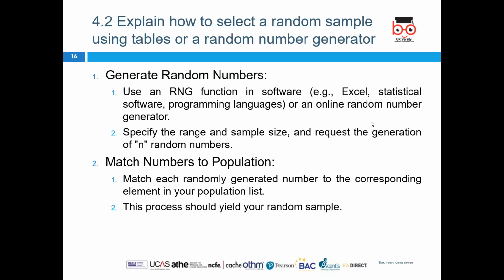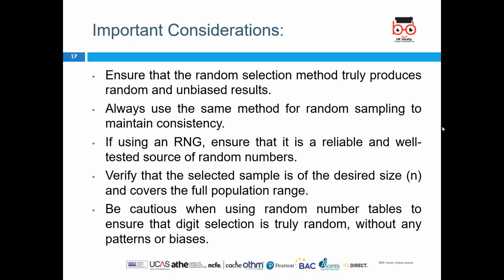Actually, it's not difficult. You can try it on your Excel sheet or on the internet. Also, you will find many random generators ready to use software. So what are the important considerations when using random number generators? You should ensure that the random selection method truly produces random and unbiased results.